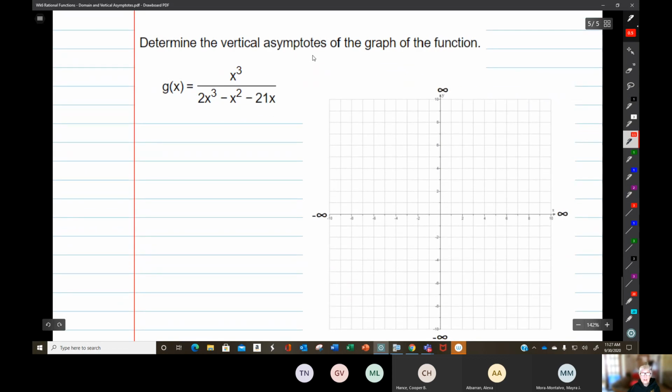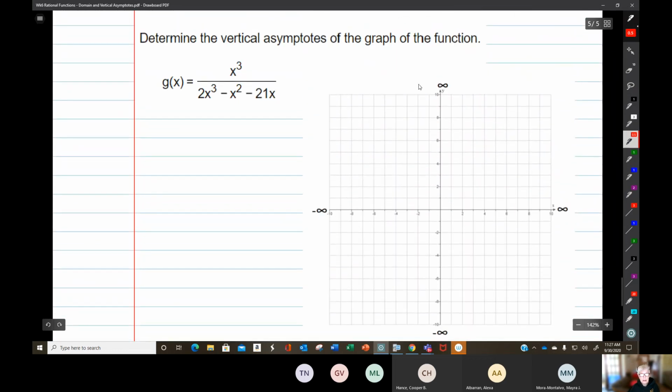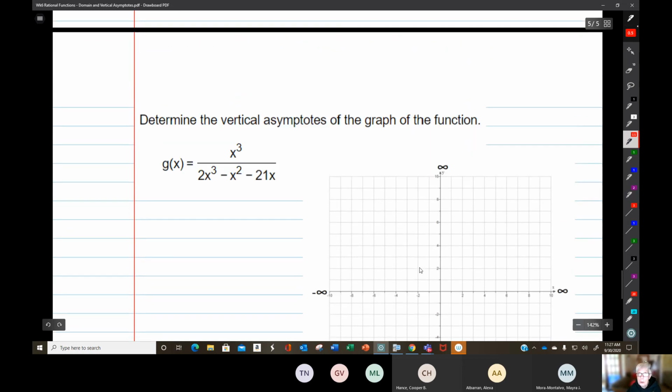Now it says determine the vertical asymptotes. Well, I have to find the domain first. And now you're going to find out the exception. I had kind of hoped I could wait, but I can't wait. So we're going to do it now. Time. Yes, we have time too. Almost all the time.